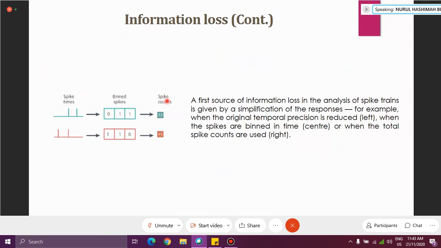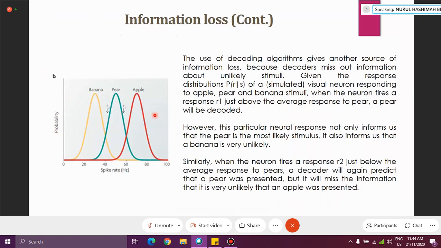Okay, if we base it just on spike counts, we can see that we lose a lot of information. If the spike count gives 2 and 2, we will need the bin information to distinguish between these two signals. So if we just take spike count, then we have already lost a lot of information to process.